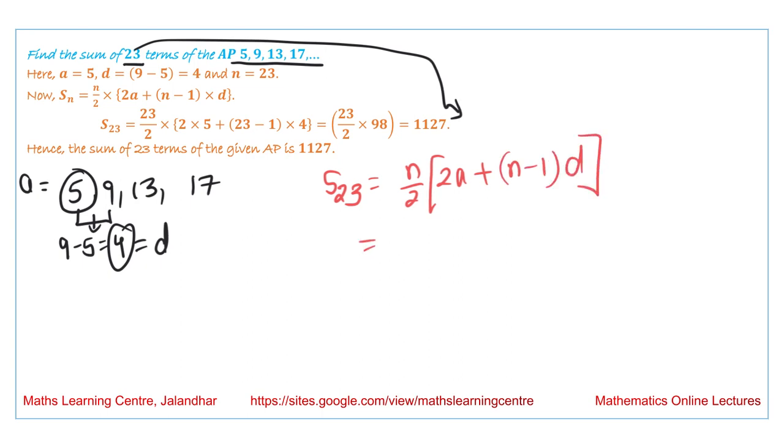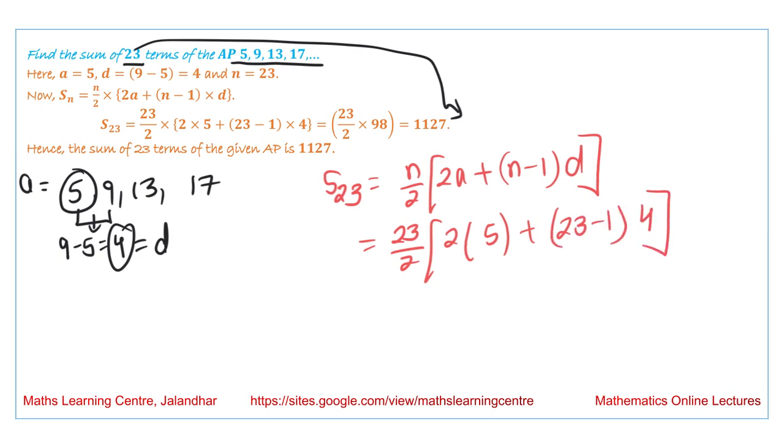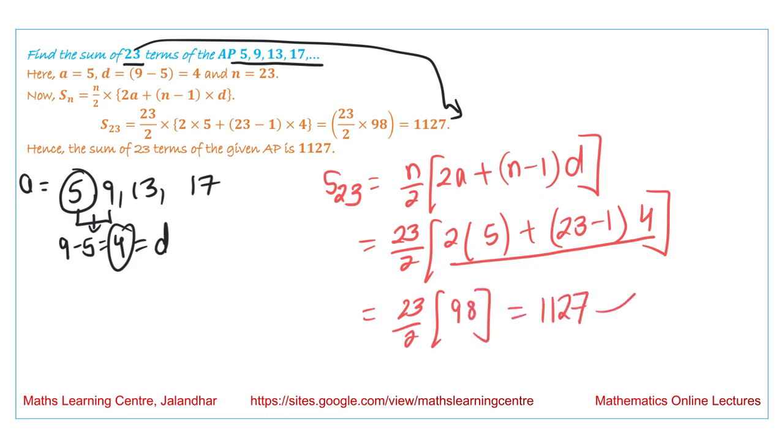So we obtain 23 by 2 into (2 into 5 plus (23 minus 1) into the value of D, which is 4). So the answer we get is 23 by 2 into, when you solve this, 98. So it is equal to 1127. So this is the sum of 23 terms of this AP.